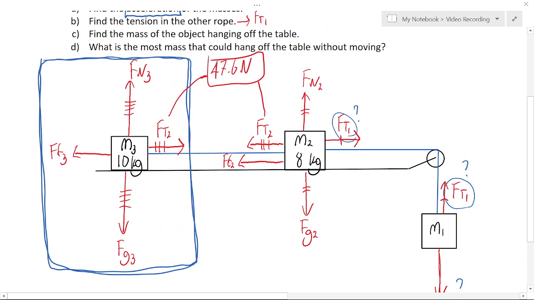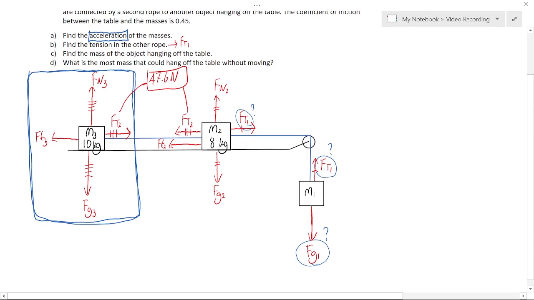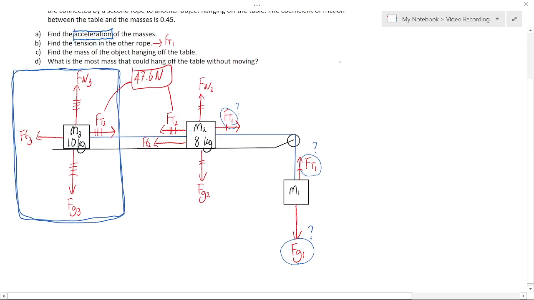But I'm going to start by looking just at mass 3 because I know a lot of information about mass 3, and I think it will allow me to find the acceleration. So let's work over here. And I want to do a FNet statement for mass 3.